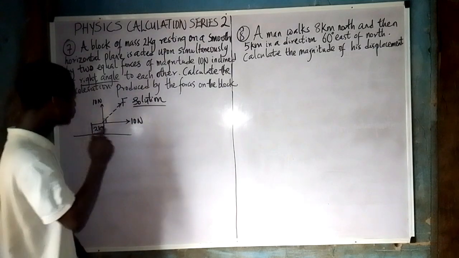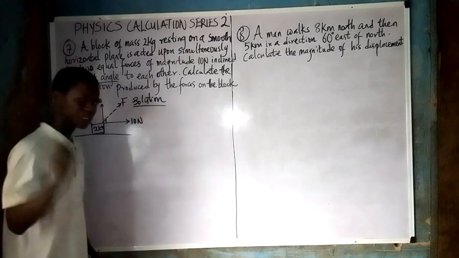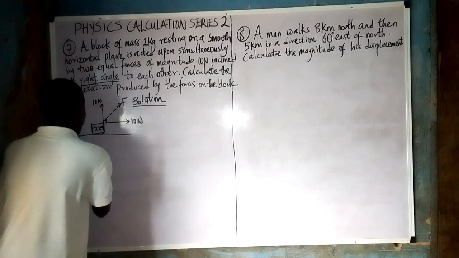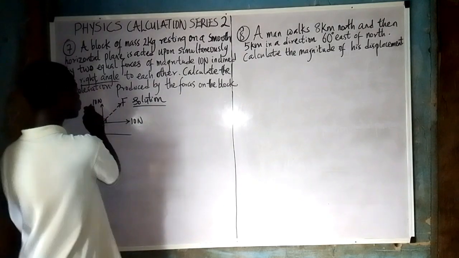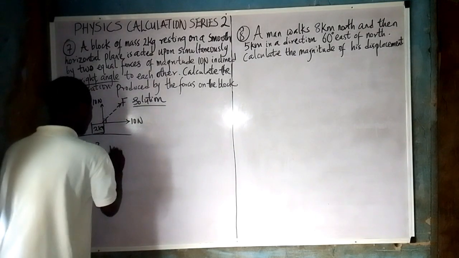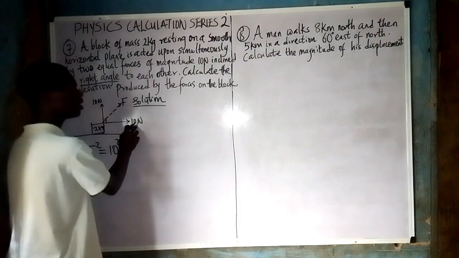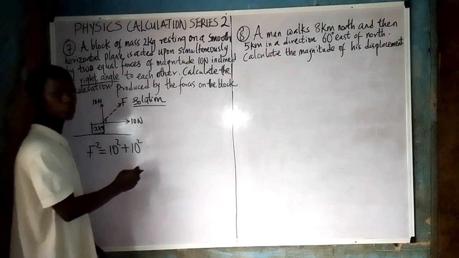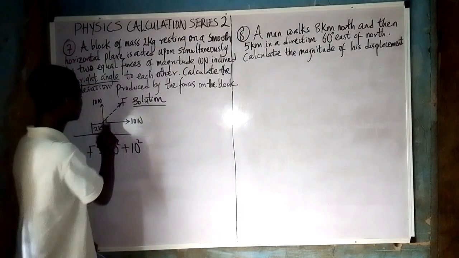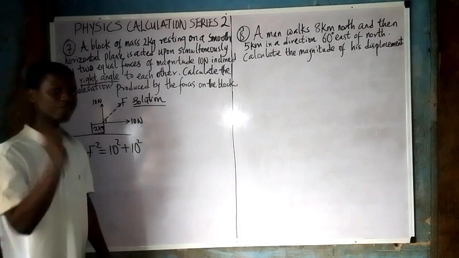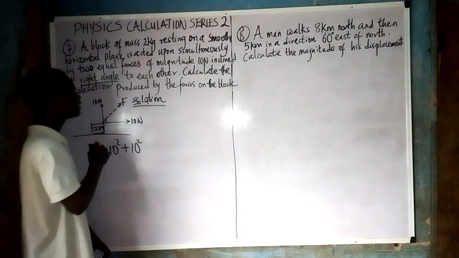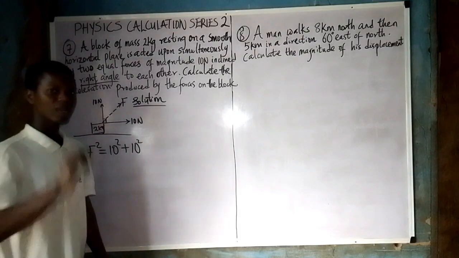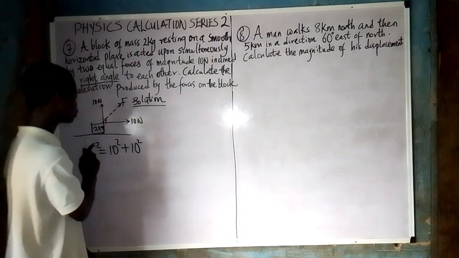How do we get the resultant of the net force? The formula to use will be F squared equals F1 squared plus F2 squared. What is our F1? 10. What is our F2? 10, raised to power 2. Why do we use this? Because the angle between the two forces is a right angle, and the rule that applies to a right angle triangle is Pythagoras rule.